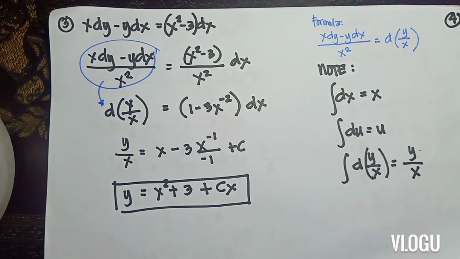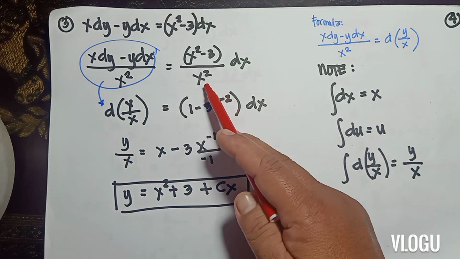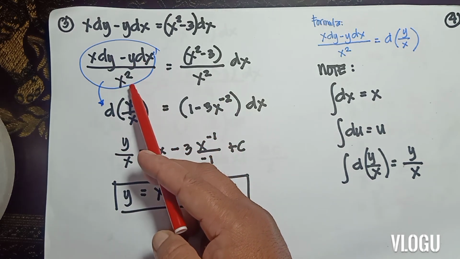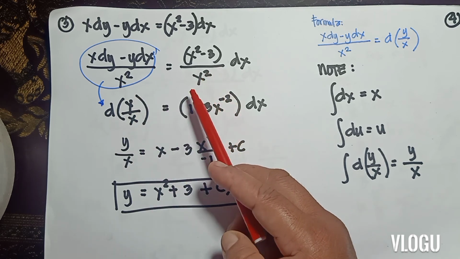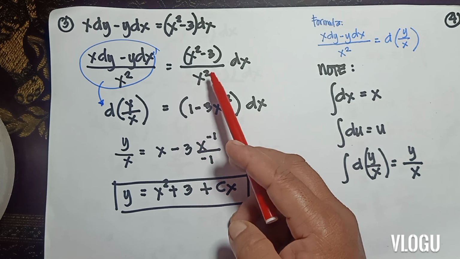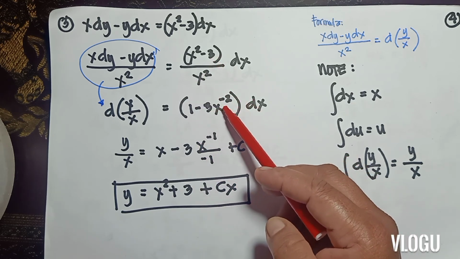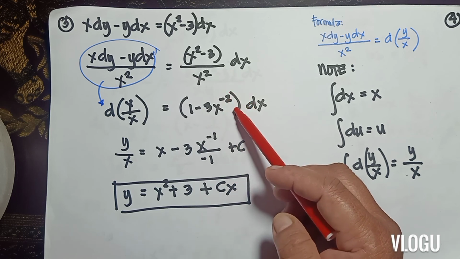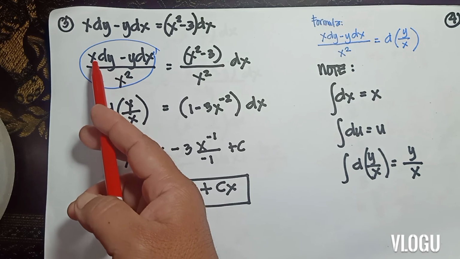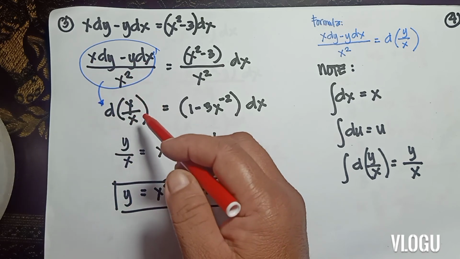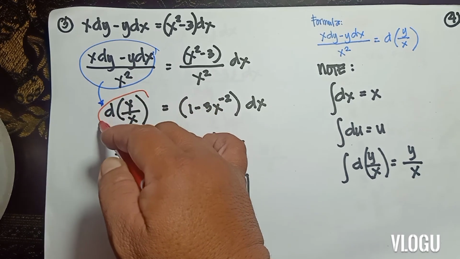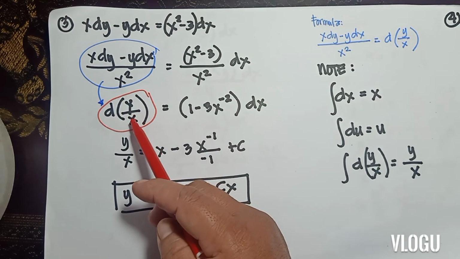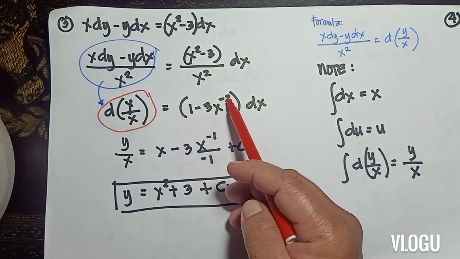So when we divide x squared both sides, we now have a form of x dy minus y dx over x squared. And then here over x squared. If you have x squared over x squared, that is 1. Here, 3 divided by x squared, you will have 3x negative 2. Because if you are going to bring a positive exponent up, that would become negative. So here, because we have now completed the form x dy minus y dx over x squared, you transform this one into this one. So that is from here, the derivative of y over x is equal to 1 minus 3x negative 2 dx.